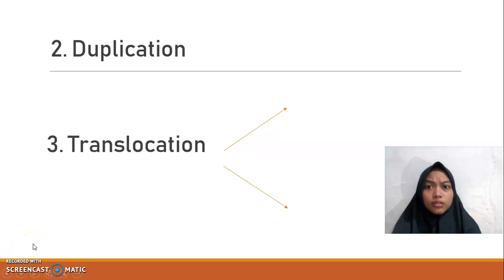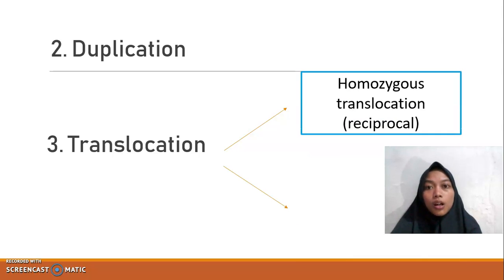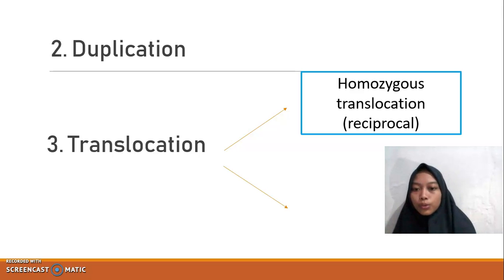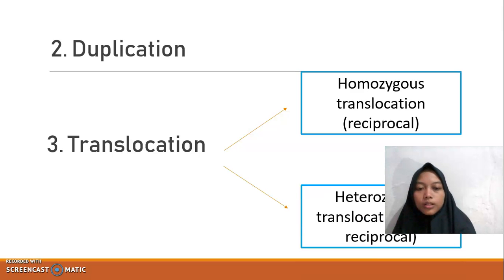There are two kinds of translocation. The first is homozygous translocation or reciprocal, is translocation that experience the exchange of a second segment of homologous chromosome. The second is heterozygous translocation, or non-reciprocal, is translocation which only experience the exchange of one chromosome segment to one non-homologous chromosome segment.